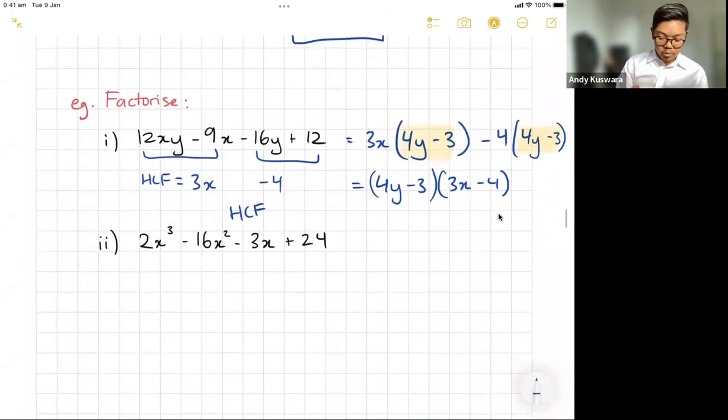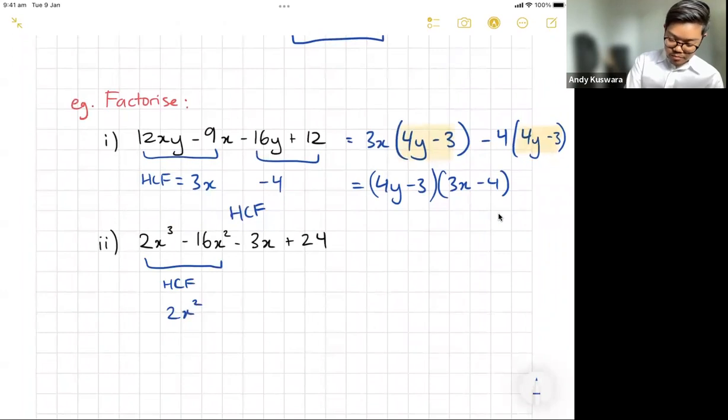Okay. Just for one more time, I'm going to speed through this one. I'm looking between these 2 terms. Highest common factor of this will be 2x squared. For these 2, I can see my highest common factor is going to be, I'm going to take out the minus as well. -3, that's it. -3 can go into 3 and 24. So again, I'm going to write 2x squared bracket. I'm left with x, I'm pretty sure +8.